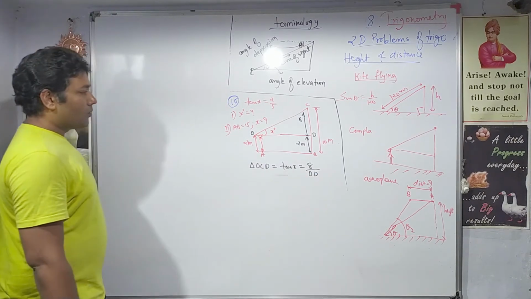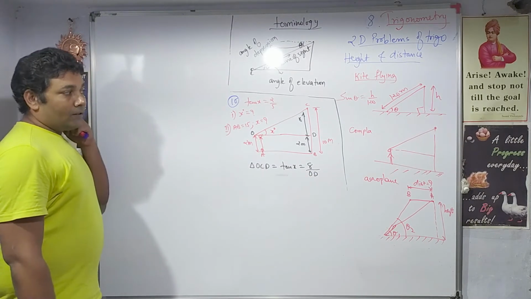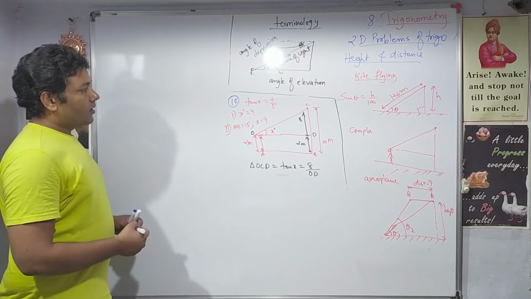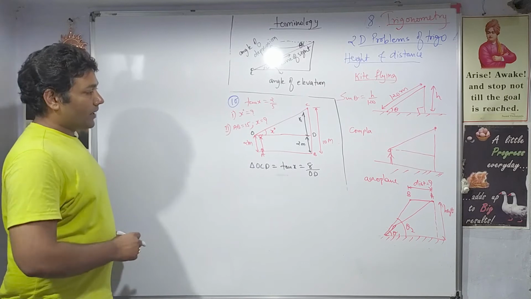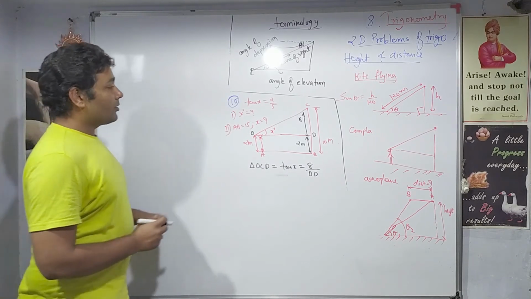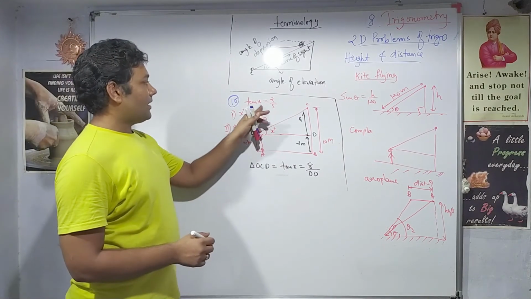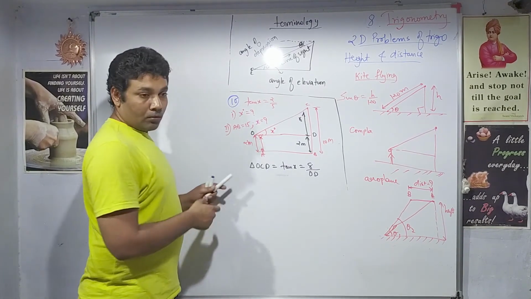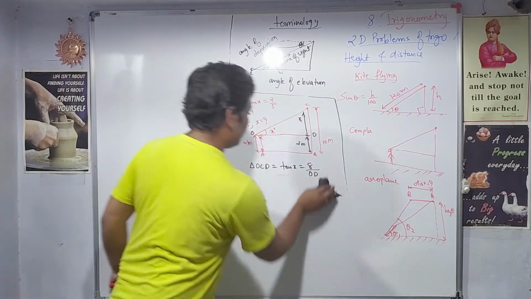Right? I do not know the base OD. But tan x is given to me as 2 by 5. If tan x is given to me as 2 by 5, I can calculate x easily, right? So let me do that. No need to use the triangle.